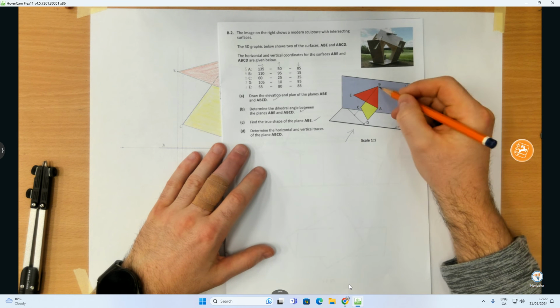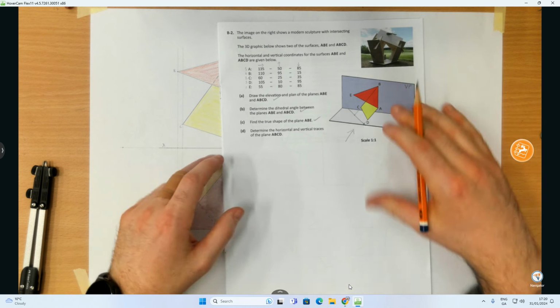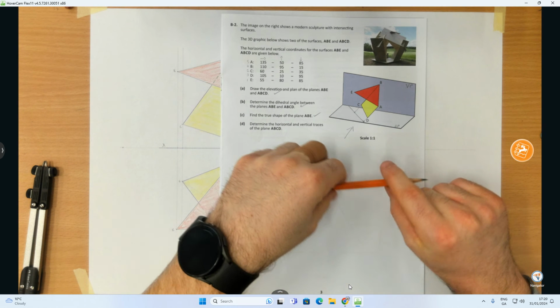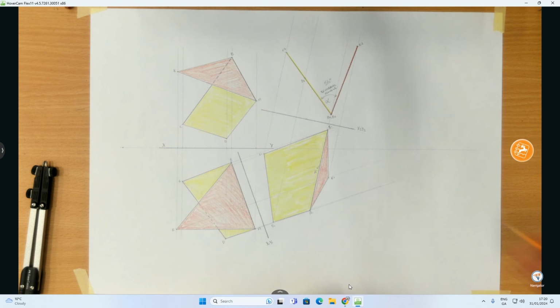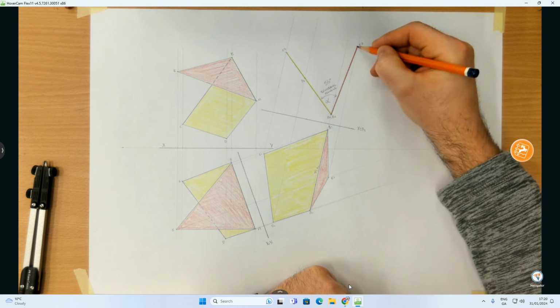So this plane here, ABE, which is the red one, we want to find the true shape of that surface. The easiest way we can find it is by first of all seeing it as an edge view and looking perpendicular to that edge view. Have we got an edge view of the plane ABE? Yes, we do. This line here, technically ABE, when we see the surface as an edge view, we see it as a line.